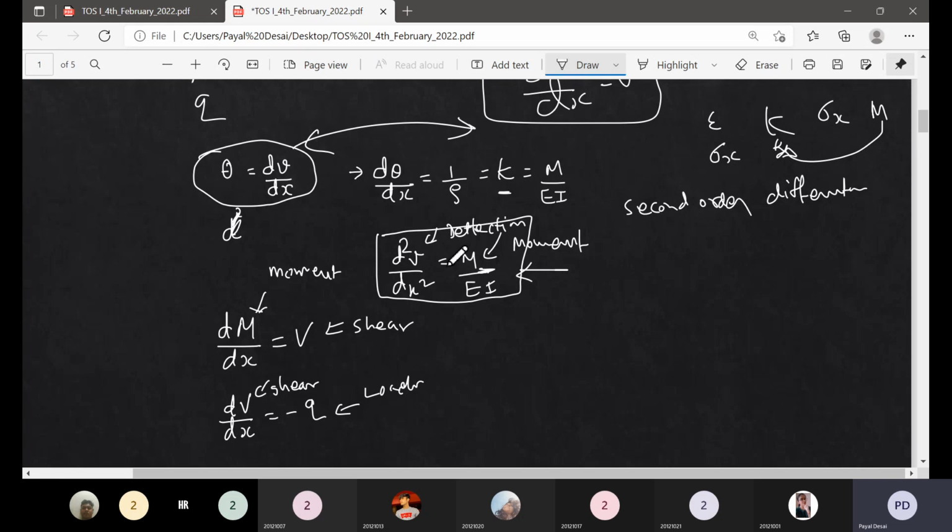So now I want to bring in terms of loading, in terms of shear. So how do I do it? I write moment in this equation. So from equation 1, we write, substitute moment in equation 2.